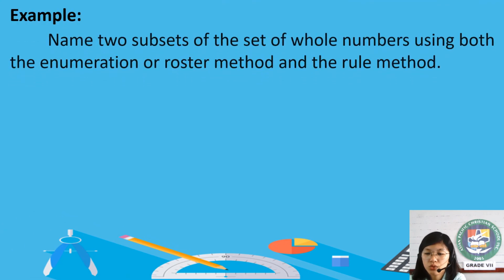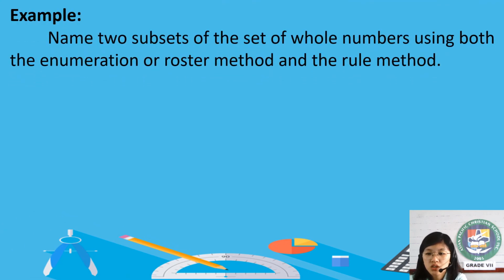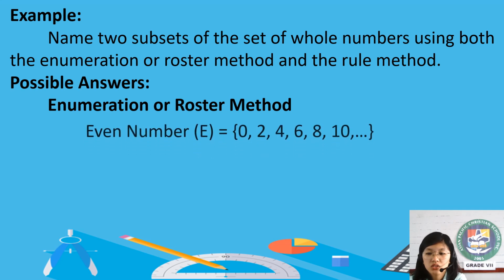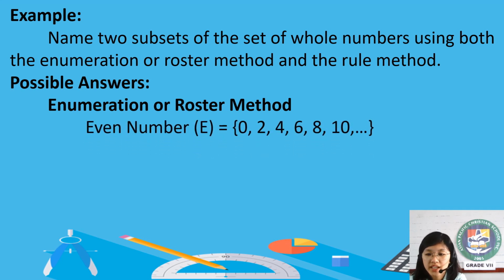Next example, we have to name 2 subsets of the set of whole numbers using both the enumeration or roster method and the rule method. Ito yung mga possible answers. So, first, using the enumeration or roster method, we have the even numbers or the set E. Yung mga elements are 0, 2, 4, 6, 8, and 10, and so on. So, ano ba yung mga even numbers? Yun yung mga divisible by 2.